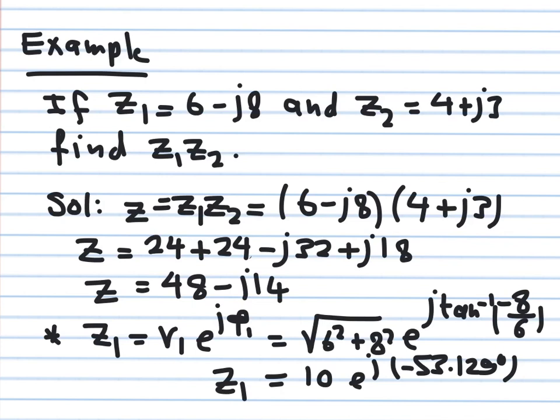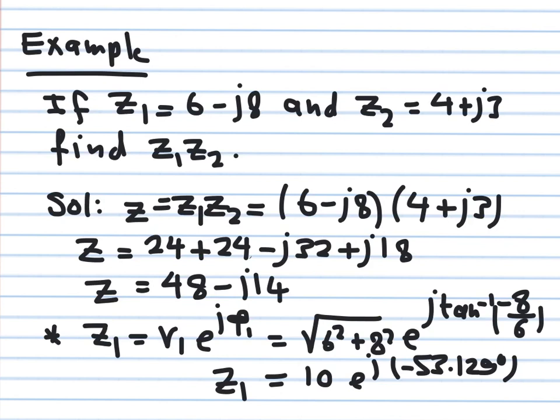Now, how can we do it in the polar form? You have to write every complex number first in its polar form. So z1 will be written as r1 e to the j phi 1. What is the modulus of this term? It's the square root of 6 squared plus 8 squared. So this will give us 36, 36 plus 64 will give us 100. The square root of that will give us 10.